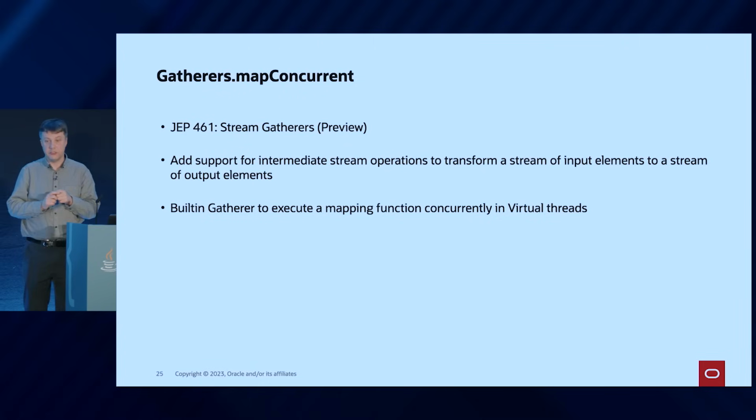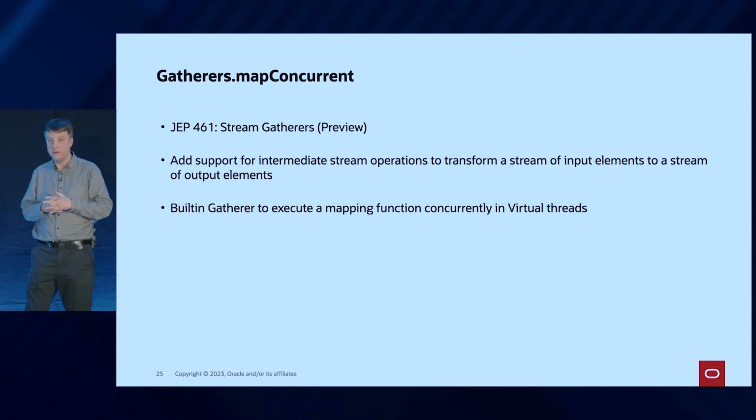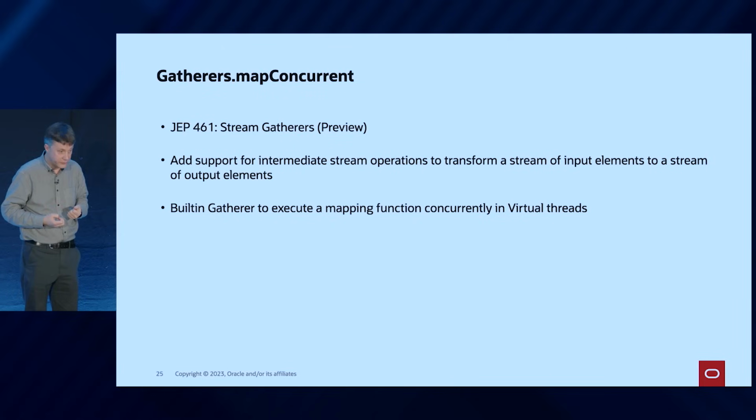One other thing I want to talk about before I finish up is the gatherers JEP. I don't know whether people have looked at this. It's one of my favorite features in JDK 22. There is a new API on streams. We all love streams, yes. It allows you to create your own intermediate stream operations. If you think back to when streams were introduced in Java 8 with lambdas, there were so many requests to add other interesting intermediate operations into the pipeline. Now you can do them yourselves with gatherers.